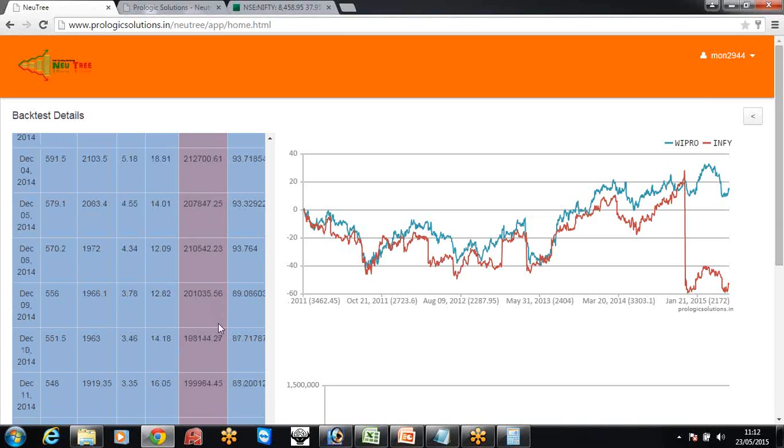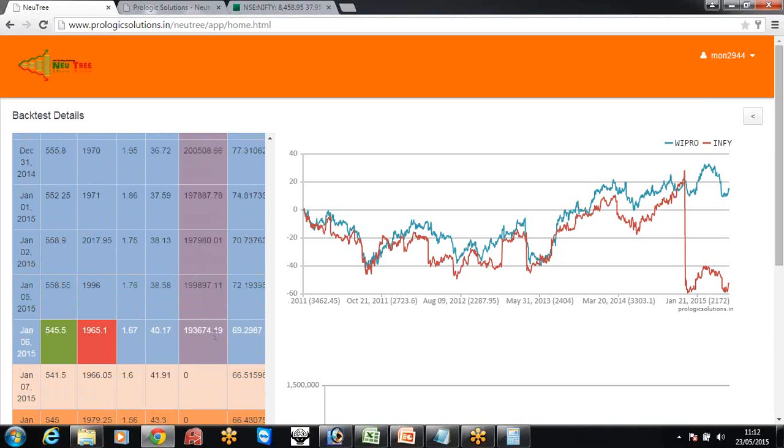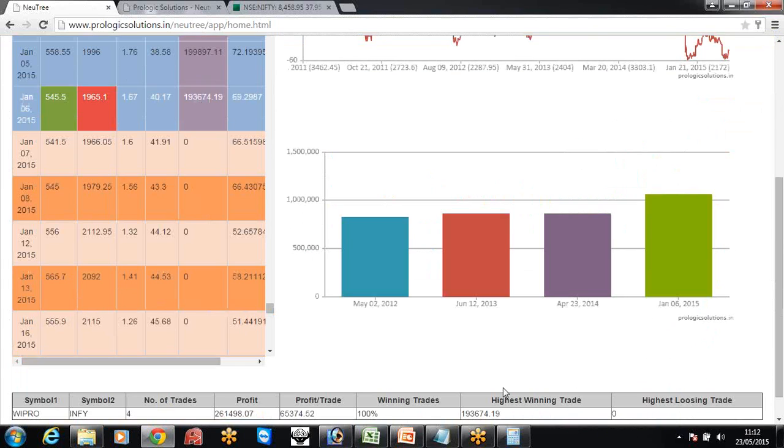You're just seeing this kind of profits, which usually doesn't happen. Usually it doesn't happen, but there are some cases where your trade has actually doubled also. So this is because of the split. So you got this highest winning trades, which is wrong.